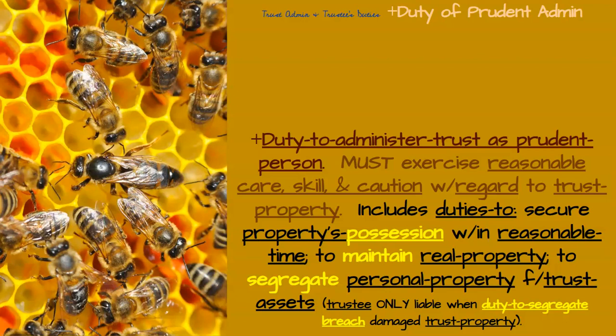Duty of a prudent administrator. Duty to administer the trust as a prudent person. Must exercise reasonable care, skill, and caution with regard to trust property. Includes duties to secure the property's possession within a reasonable time, to maintain real property, and to segregate personal property from trust assets. The trustee is only liable when the duty to segregate is breached and damages trust property.